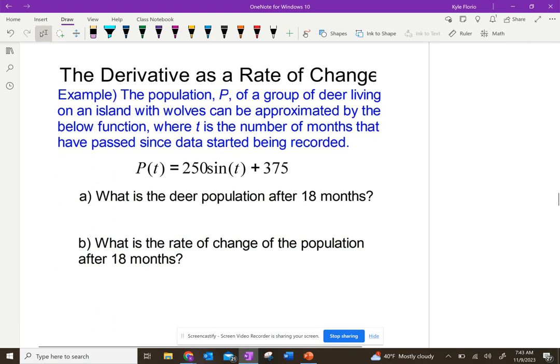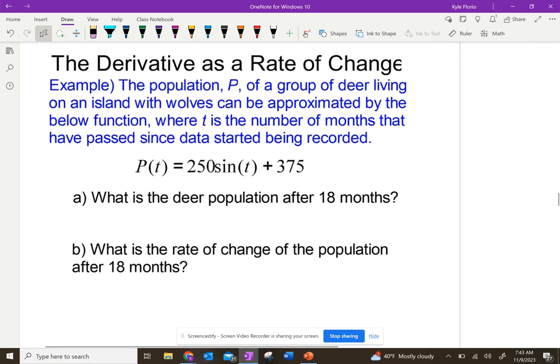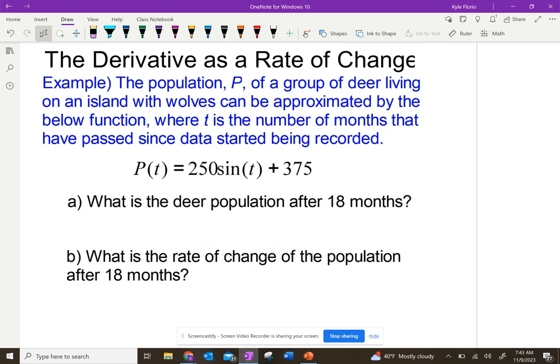I don't know if I printed these out for you in class, but if not, you're going to want to copy it down. But here's an application problem where we need to find the derivative of some sine functions to answer the questions. So the population of a group of deer living on an island with wolves can be approximated by this function right here, P of t, where t is the number of months passed since data has been recorded.